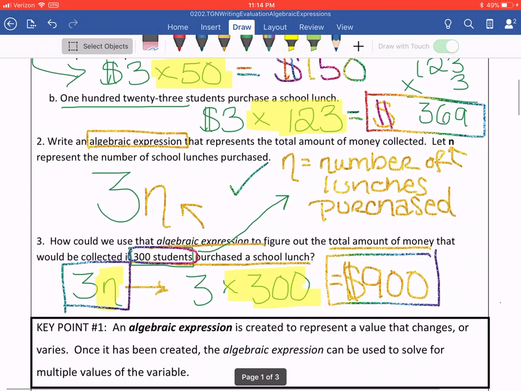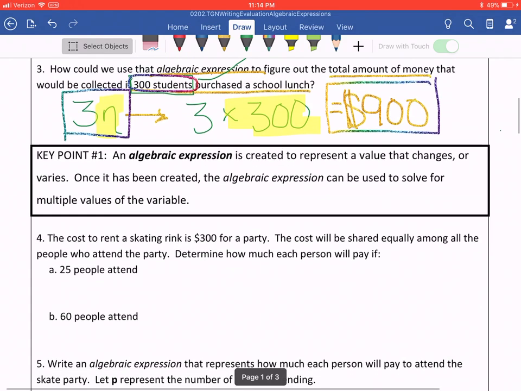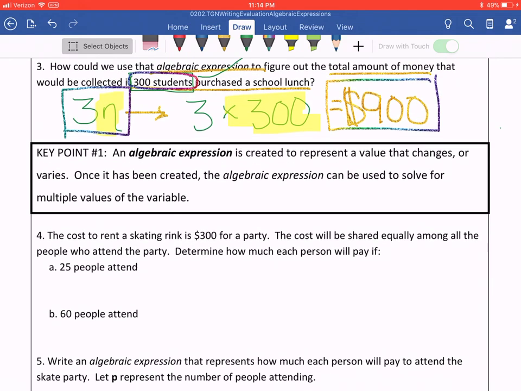Let's go ahead and look at key point number 1. Go ahead and take a second and read that to yourself in your mind. How we pronounce this phrase here is an algebraic expression. An algebraic expression. With that in mind, go ahead and read key point number 1 to yourself.